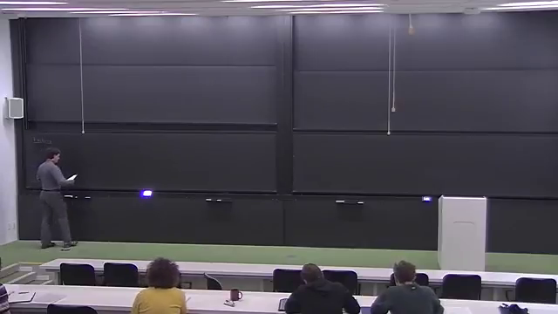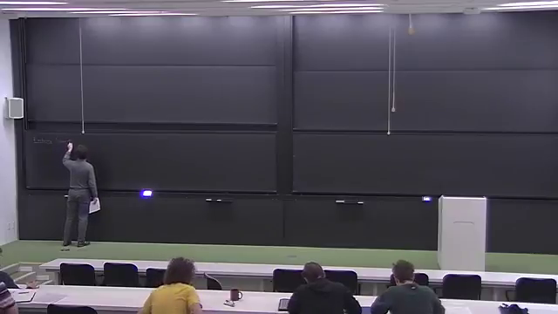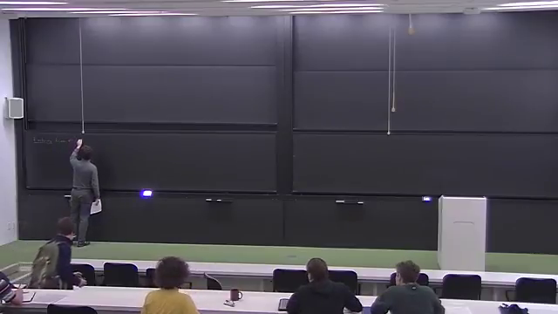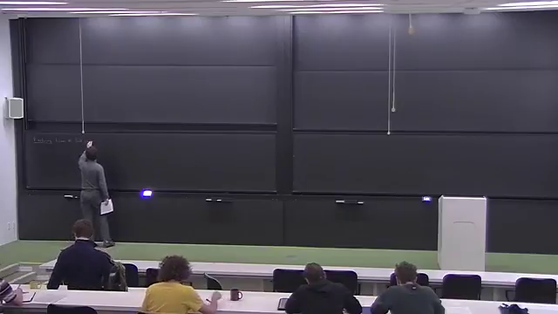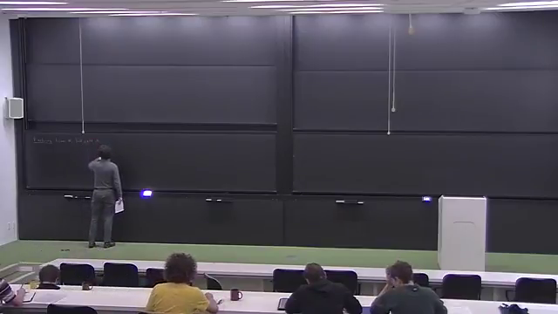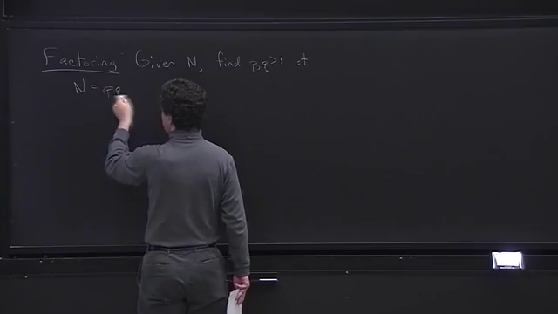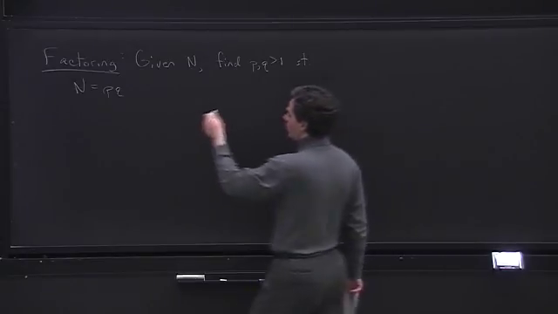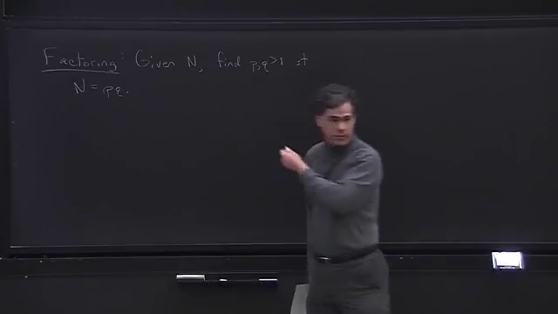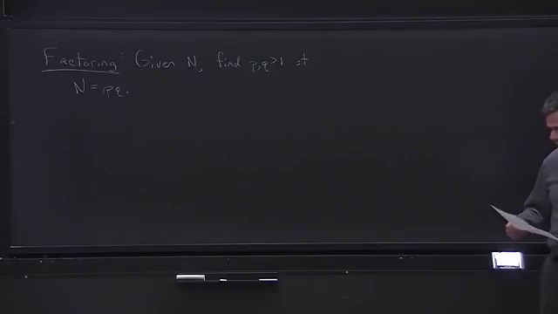So given some number n, our goal is to find non-trivial p and q such that n is equal to p times q. And now normally what we're really interested in is finding the prime factors of n, and frequently this is done in the case where n is the product of two prime numbers.